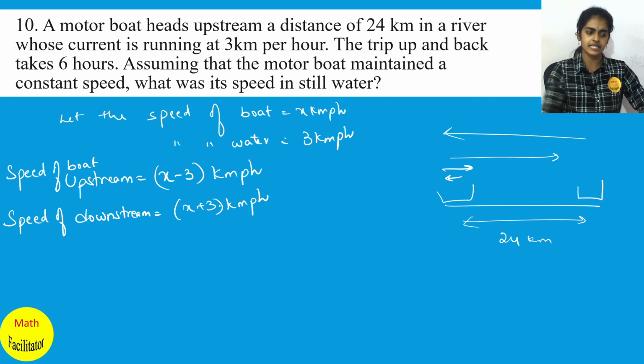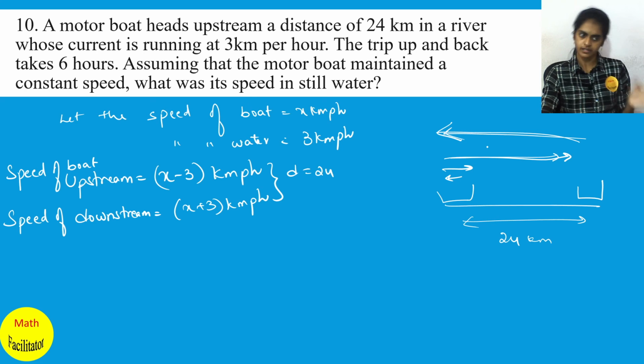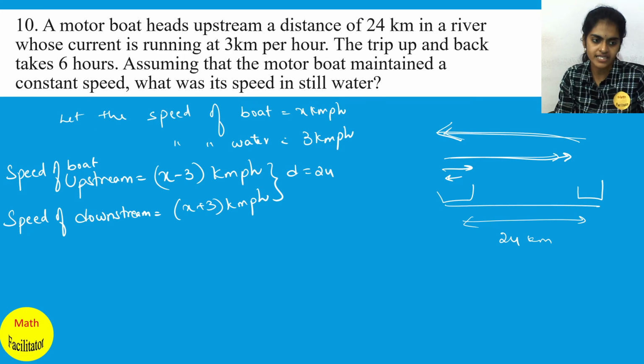Now the total distance here, you can see, if the speed of the boat upstream is x minus 3 kilometers per hour, and the distance for both of them is 24, isn't it? Going this side the distance is 24, coming back to the original position the distance is 24. So if speed is x minus 3 and distance is 24, what is the time taken? They gave you the time taken for the trip as 6 hours. So in total 6 hours they are going and coming back.